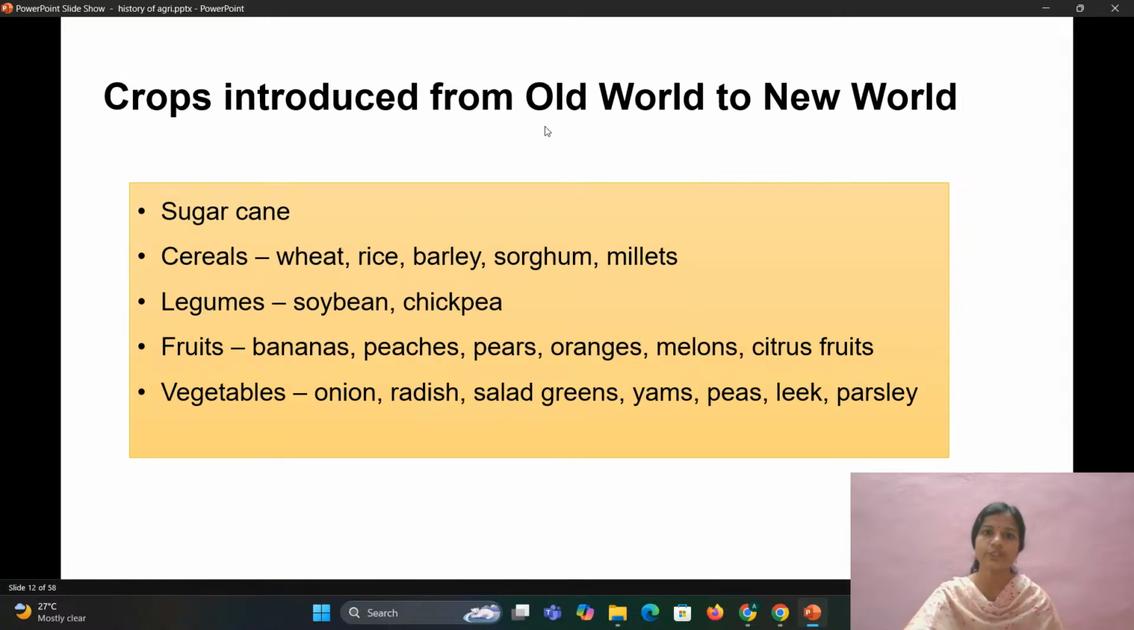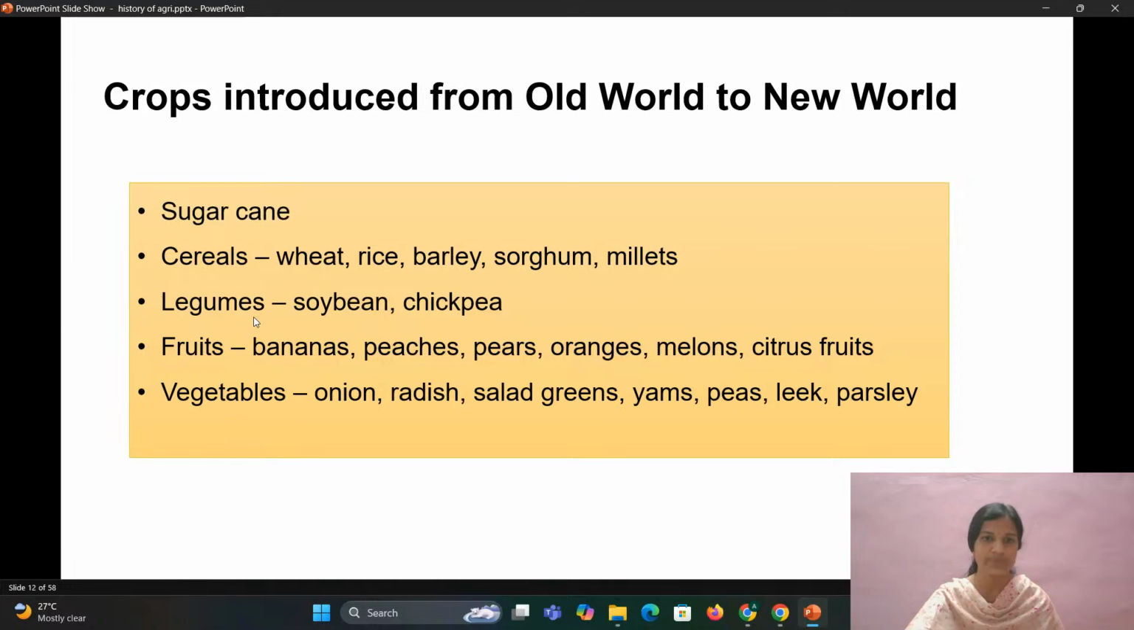Then the crops introduced from the old world to the new world. So from our regions, that is from Asia, Africa, and from Europe, many crops moved to the Americas. Sugarcane was mainly cultivated in Africa before. And once the sea routes were all discovered, sugarcane was taken to the Americas. Then cereals other than maize, that is wheat, rice, barley, then millets, sorghum, all were taken to the Americas.